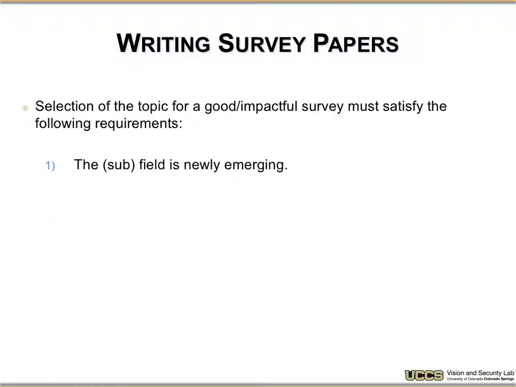Well, so first, the subfield is newly emerging. Right. The field doesn't have to be newly emerging, but there's something new about the field that you want to survey. If the field's been around for 40 years and nothing has changed, it's probably not publishing many papers.